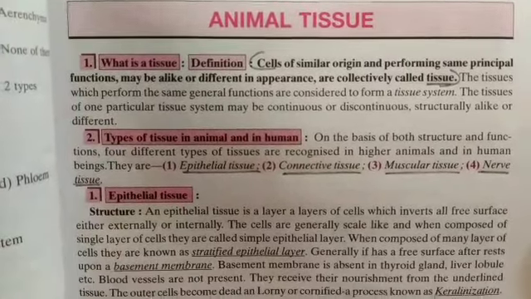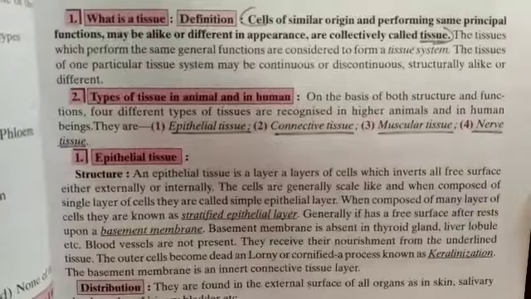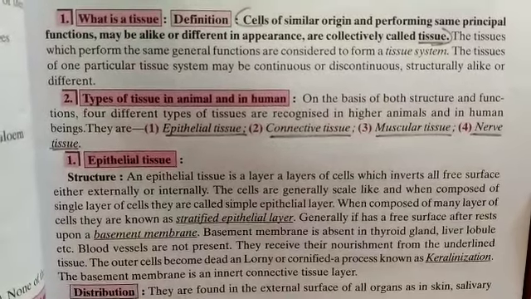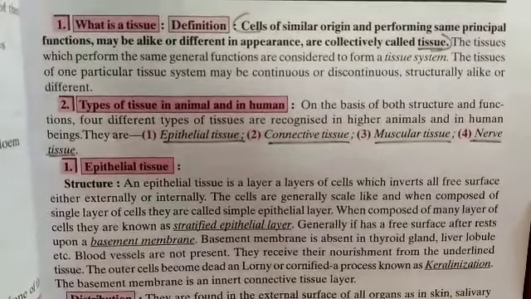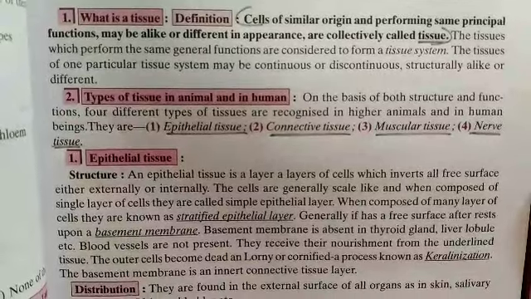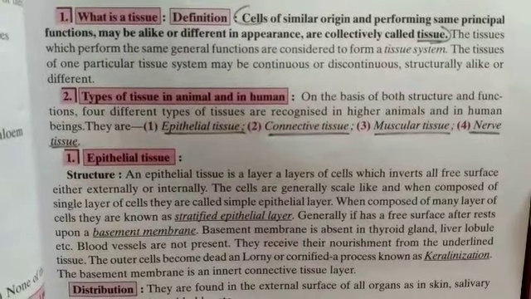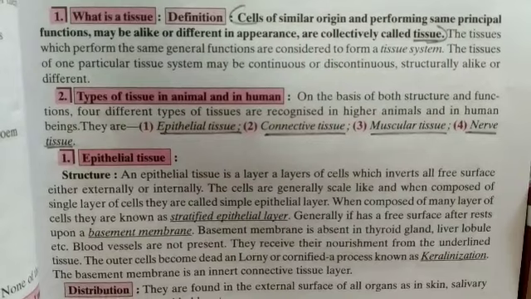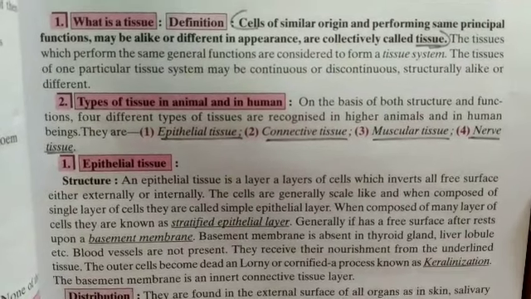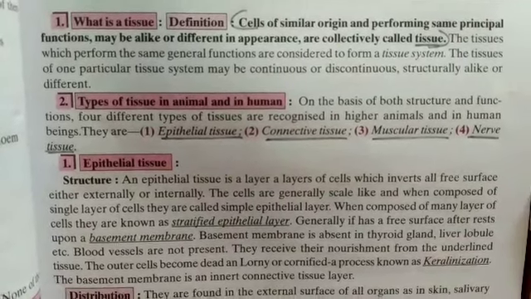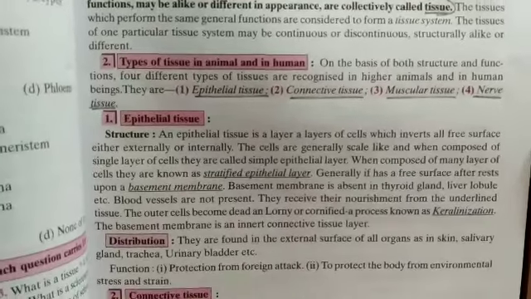Now come to the animal tissue. On the basis of both structure and functions, there are four types of animal tissues present: epithelial tissue, connective tissue, muscular tissue, and nerve tissue. First one is epithelial tissue.